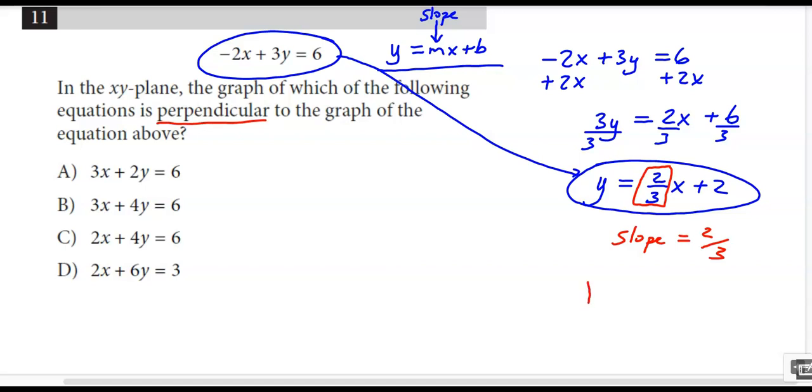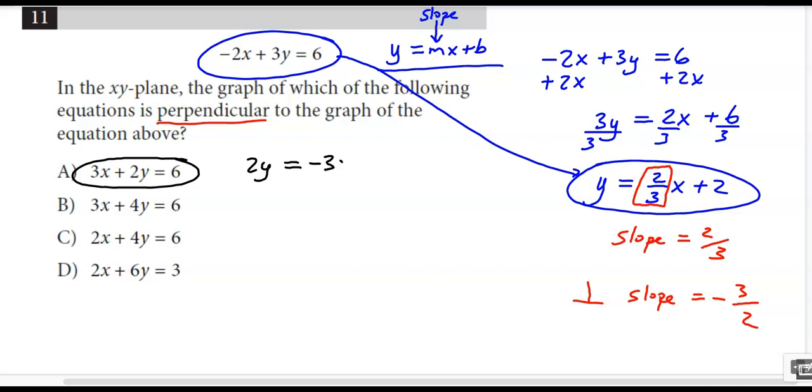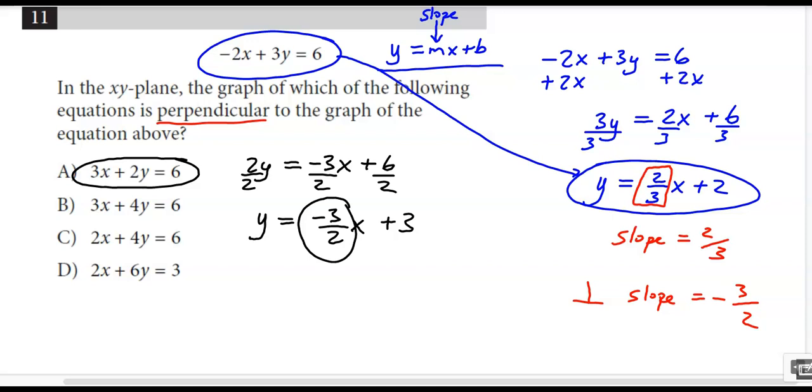Now, I need to be perpendicular, so I need to change my slope. I need to have a slope, and this is a symbol for perpendicular. My slope needs to be the flip of that, the reciprocal, and I need to change the sign. So I need to have a slope of negative 3/2. So looking at these equations over here, on this very first one, if you move things around, you're going to have 2y, move the 3x to the other side. And then if I divide by 2, I'm going to end up with y equals negative 3/2 x. This last part doesn't even matter because I now see his slope is what I needed it to be. So the correct answer here is A.